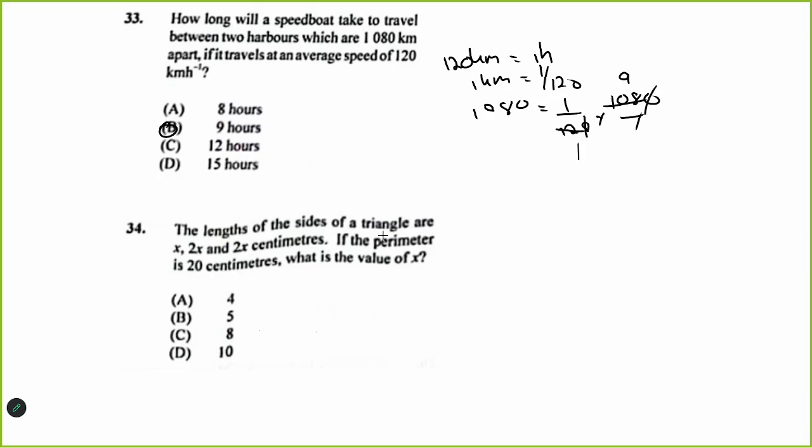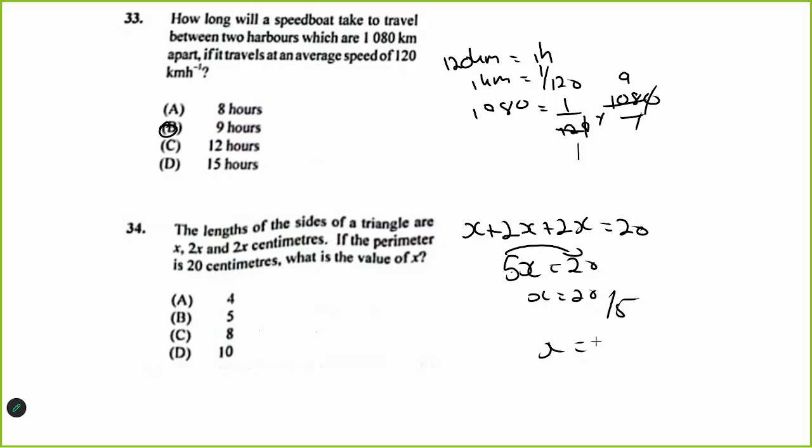The lengths of the sides of a triangle are x, 2x, and 2x. If the perimeter is 20, what is the value of x? So the perimeter of a triangle would be x plus 2x plus 2x is equal to 20. That is 5x is equal to 20. The relationship between 5 and x is multiplication, so carry this across. 20 divided by 5 is equal to 4. So A is the answer for this one.